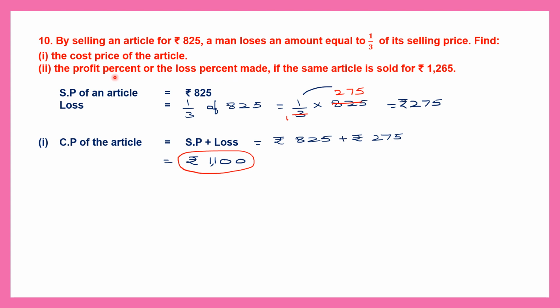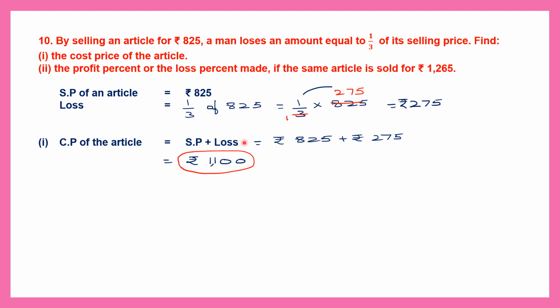It means if there is a profit, find the profit percent. If there is a loss, find the loss percent. And we have been given a new selling price. So to find out whether it is profit percent or loss percent that you must find, first see if there is a profit made or a loss.